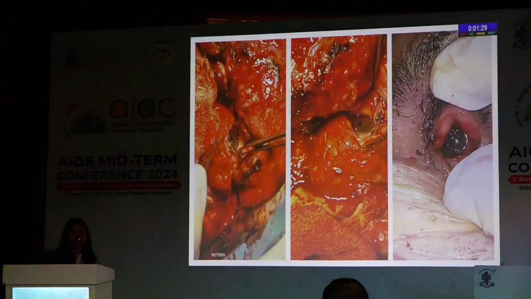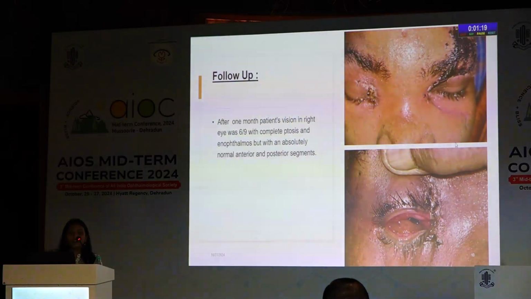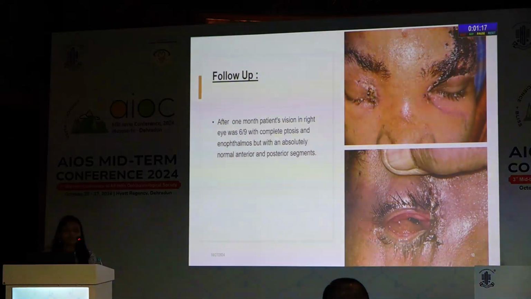Here are some intra-operative photographs of the patient, reproduced after taking the patient's consent. This is the immediate post-op photograph. After 1 month, the patient's vision in the right eye was 6/9 with complete ptosis and enophthalmos, but with absolutely normal anterior and posterior segments.